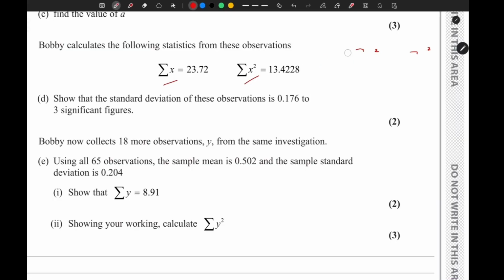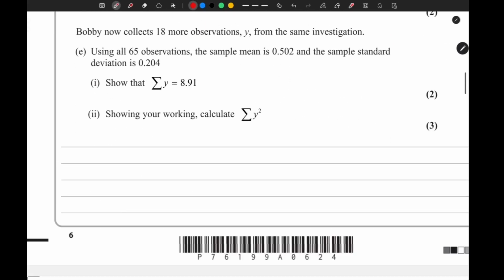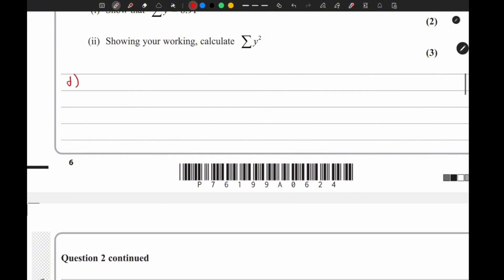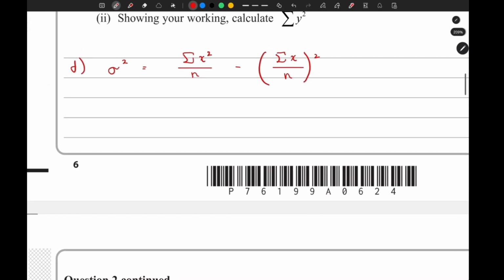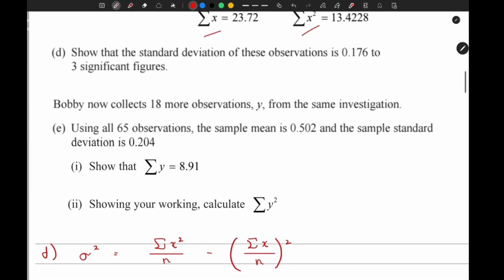Wait, let me just rewrite this. The standard deviation is the root of the summation of x squared divided by n, minus the summation of x divided by n, whole squared. So this is the variance. Now if you want to find the standard deviation, you just need to root over this whole thing.